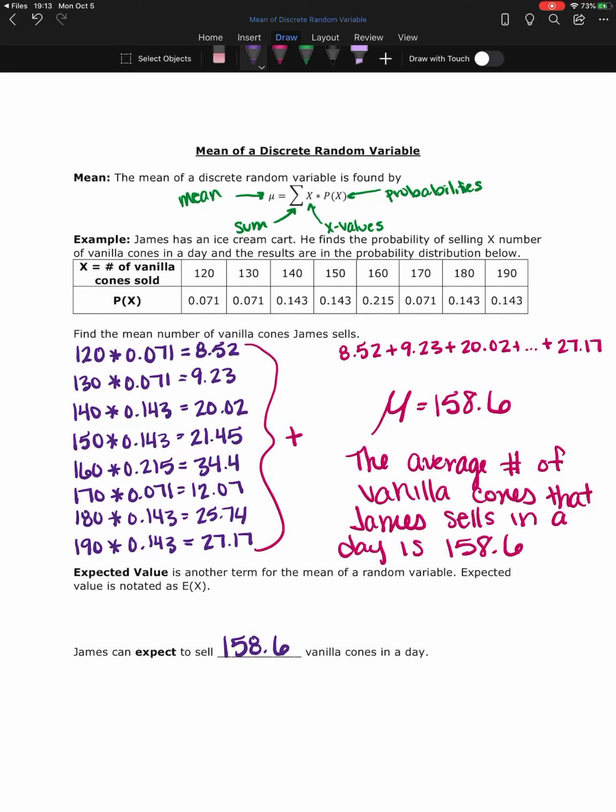Okay. So for James, this would be useful because if he knows that he can expect to sell 158.6, he may not want to bring less than that, but he may not want to bring a lot more than that either. He wants to make sure that he has enough vanilla ice cream in his ice cream truck to get to 158.6 or 158.9 since we are talking about cones. So he can use this expectation of how many he's going to sell as kind of a good starting point on how much vanilla ice cream he should have in his ice cream truck.